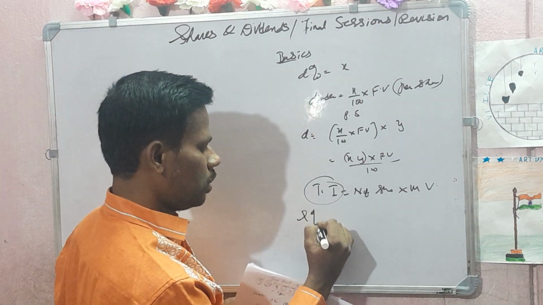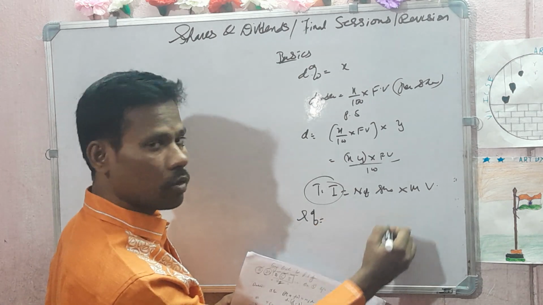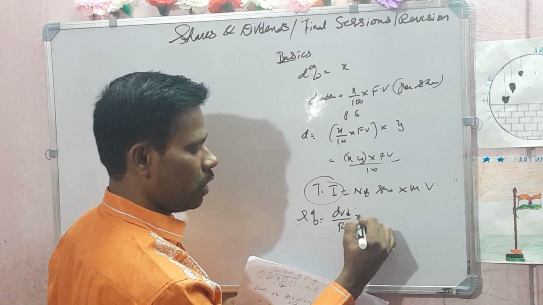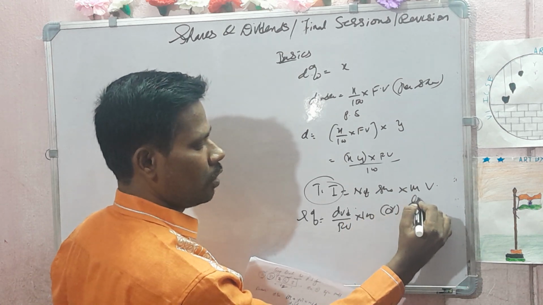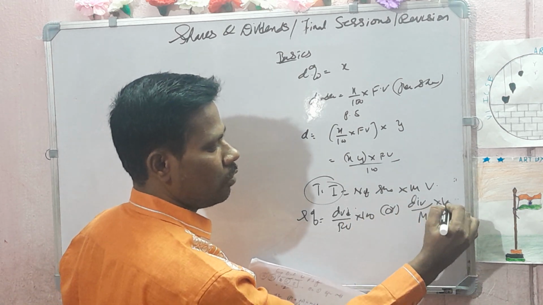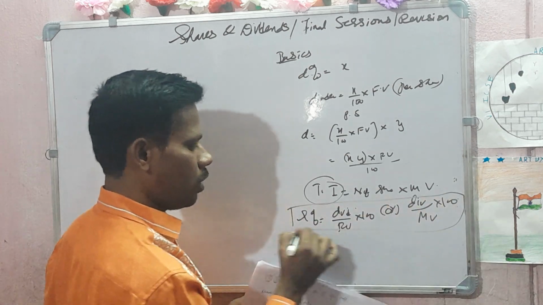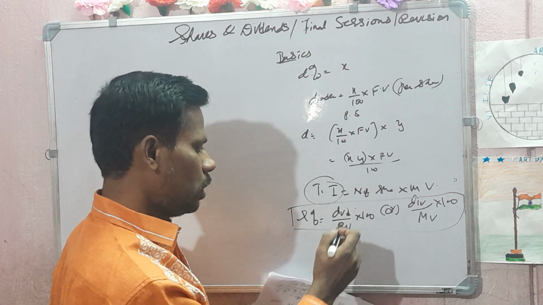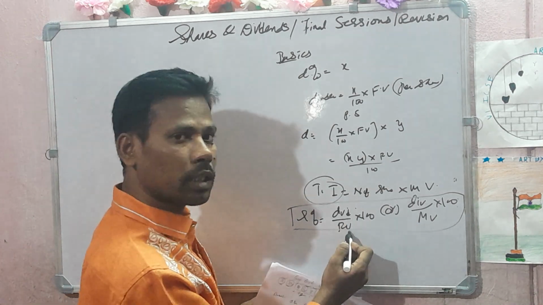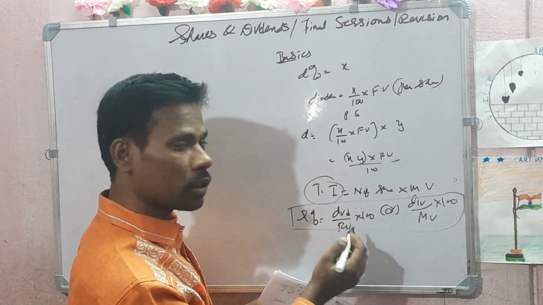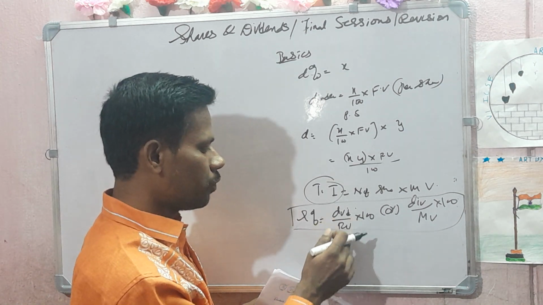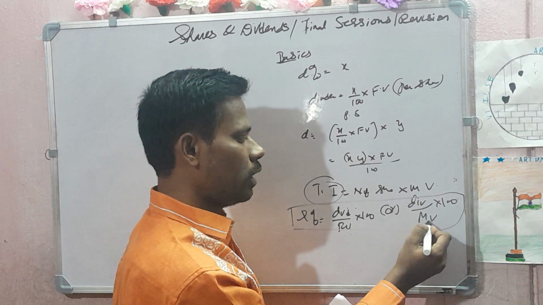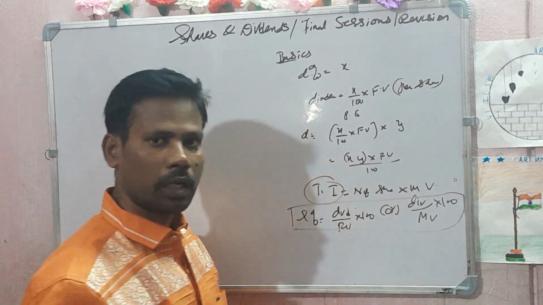Next, rate percentage. This rate percentage is divided into two parts. One is dividend by face value into 100, or dividend by market value into 100. These are the two main formulae. Based on the question you have to write which formula to use. If they are asking dividend by the company, you have to use dividend by face value. If they are asking dividend on his investment, you have to write this formula, dividend by market value into 100.